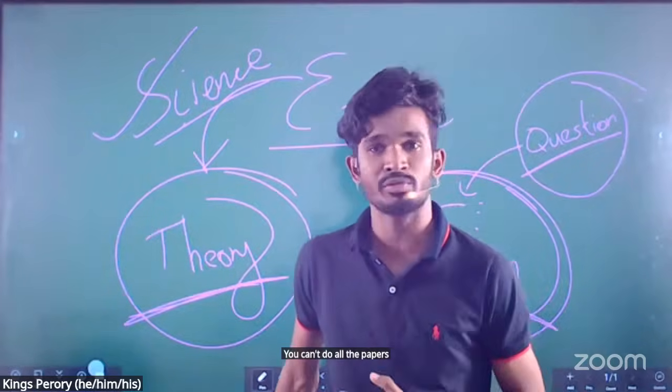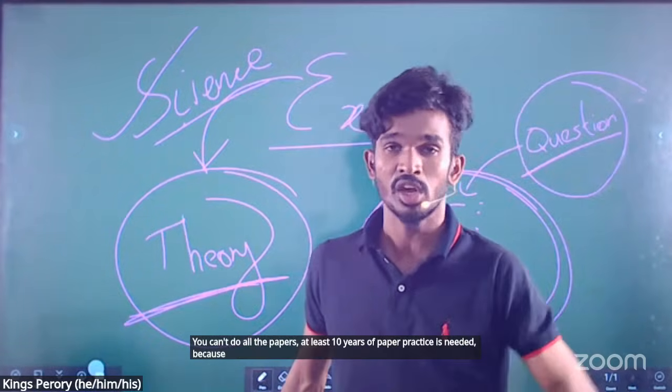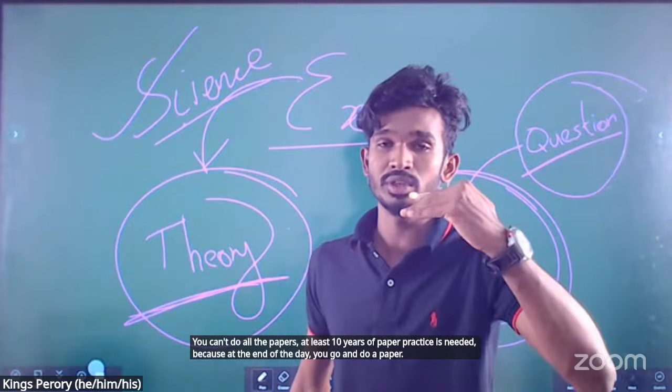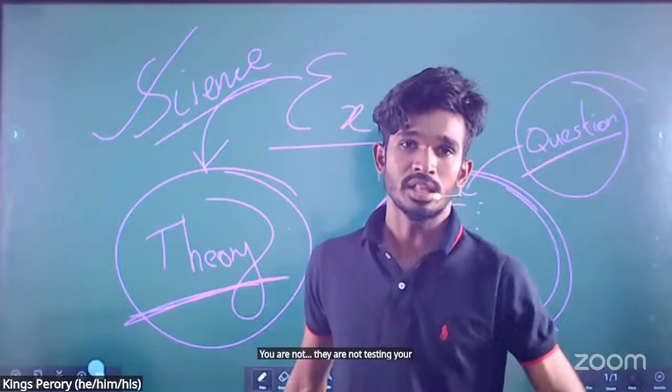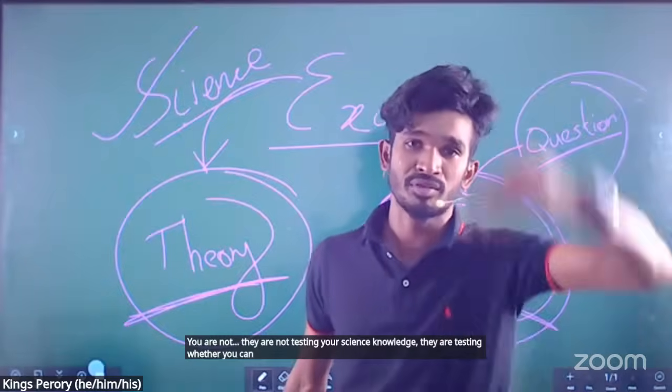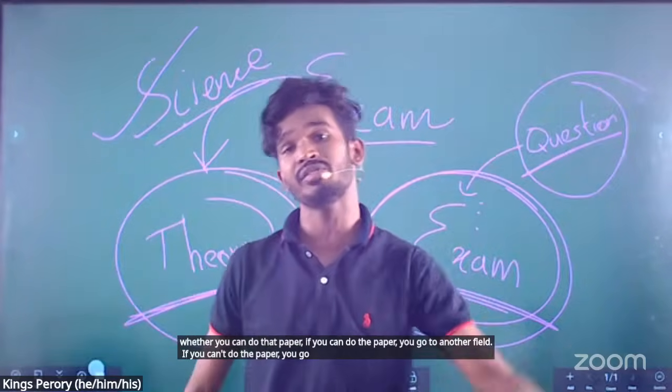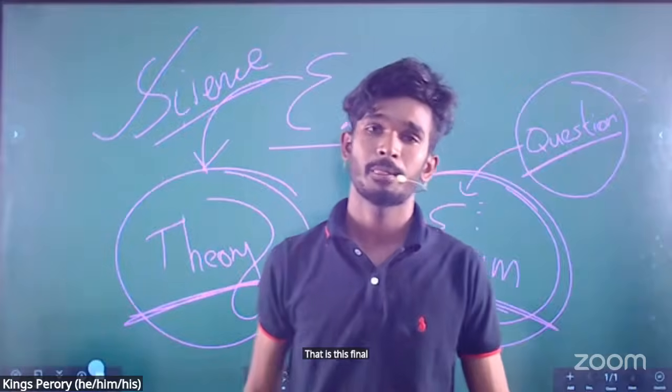At least 10 years of paper practice is needed, because at the end of the day, you go and do a paper. They are not testing your science knowledge. They are testing whether you can do that paper. If you can do the paper, you go to one field. If you can't, you go into a different field. That is this final O Levels.